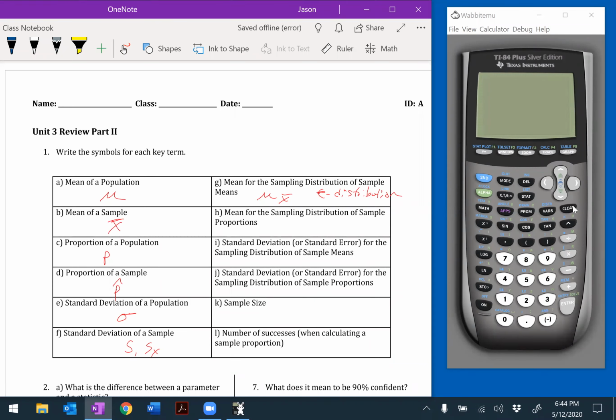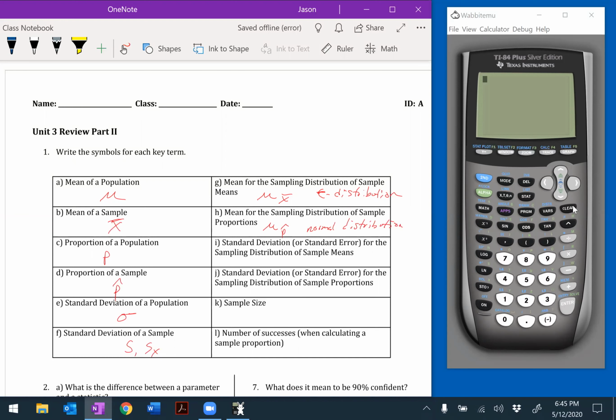Distribution. Okay, the mean for the sampling distribution of sample proportions, that's mu of p hat, sample proportions, and this is our z distribution, or our normal distribution also. Normal distribution.